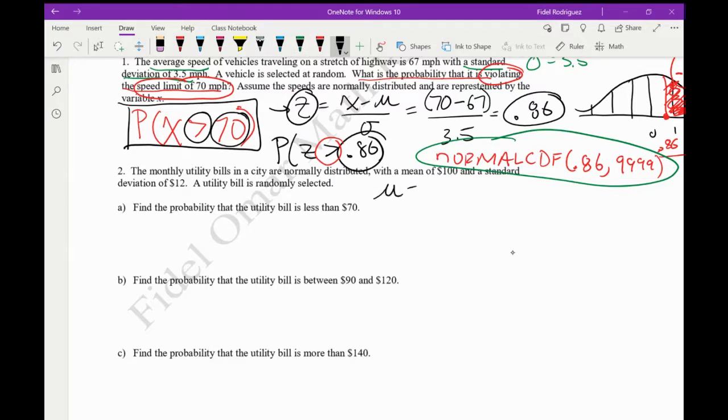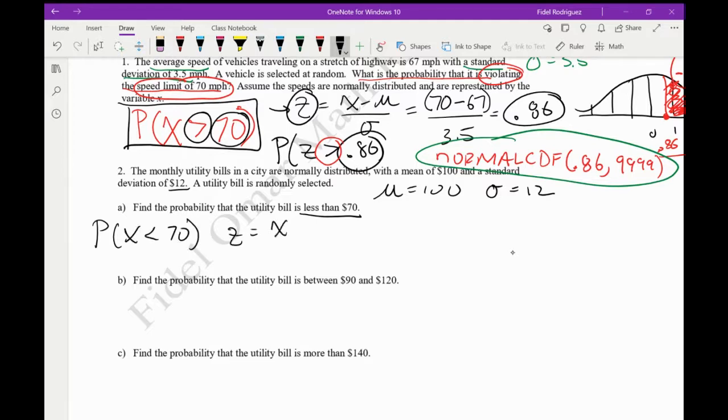If I look at number 2 here, it says monthly utility bills are normally distributed with a mean of 100. So there's my mean. And a standard deviation of 12. So my sigma is 12. And part A says, find the probability that the utility bill is less than 70. So what this is saying is, what's the probability that X is smaller than 70?